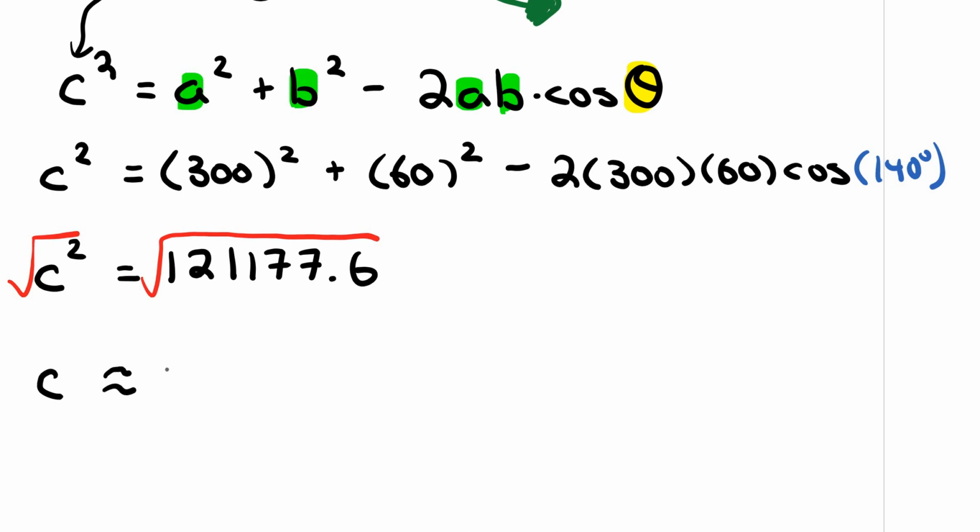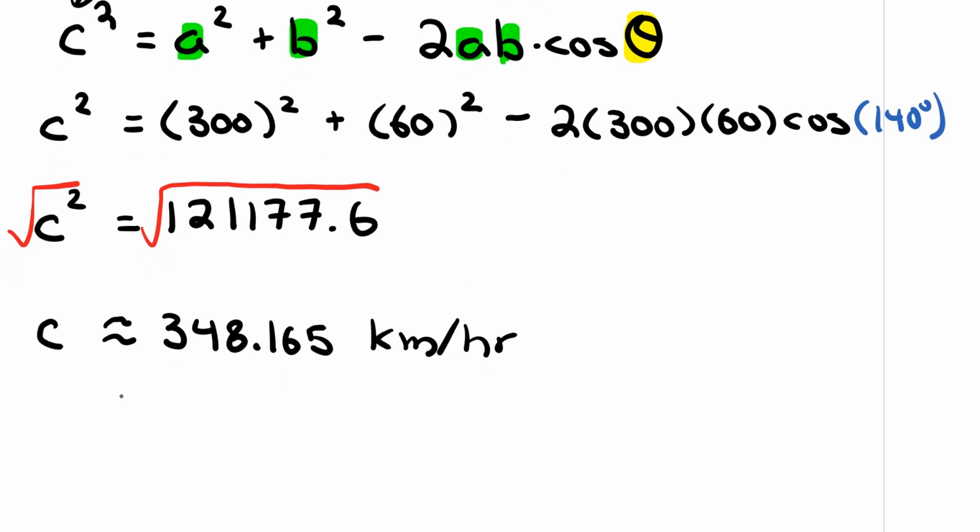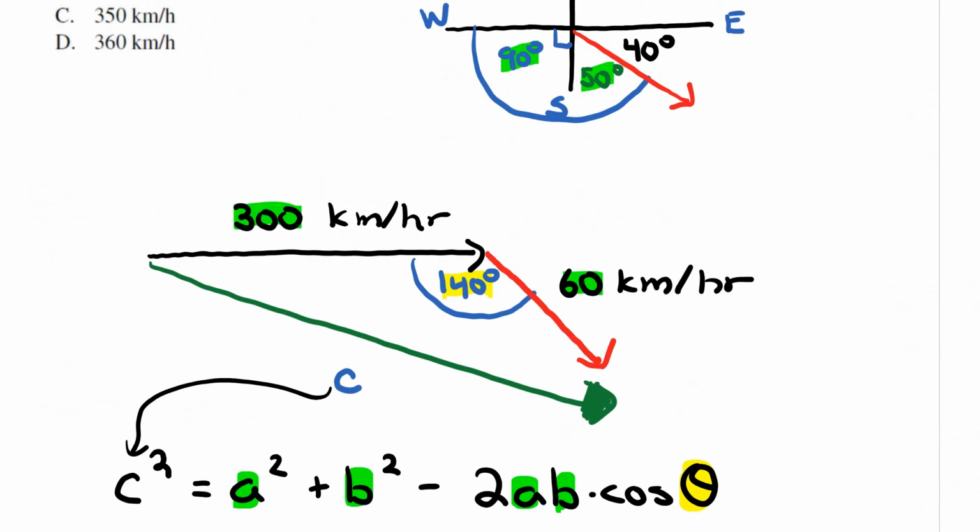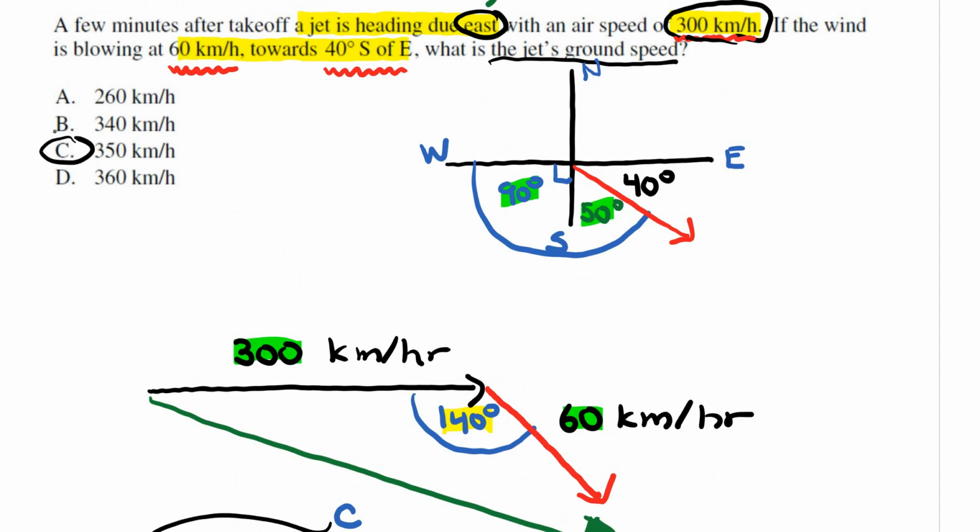If I take the square root of both sides here, we'll get a c value. Our vector is roughly 348.165 kilometers an hour. If I round that up, that's roughly 350 kilometers an hour. So going back to the multiple choice options here, I guess option C would be the best choice there.